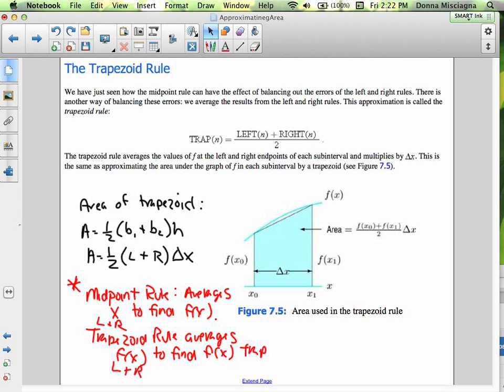So the trapezoid rule averages the values of f at the left and right endpoints of each subinterval and multiplies by the change in x. This is the same as approximating the area under the graph with a trapezoid. When we find the area of a trapezoid, we average the two bases, the two parallel sides. We do the same thing with the trapezoid rule, and the bases that we're averaging happen to be the value for the left-hand Riemann sum and the right-hand Riemann sum.